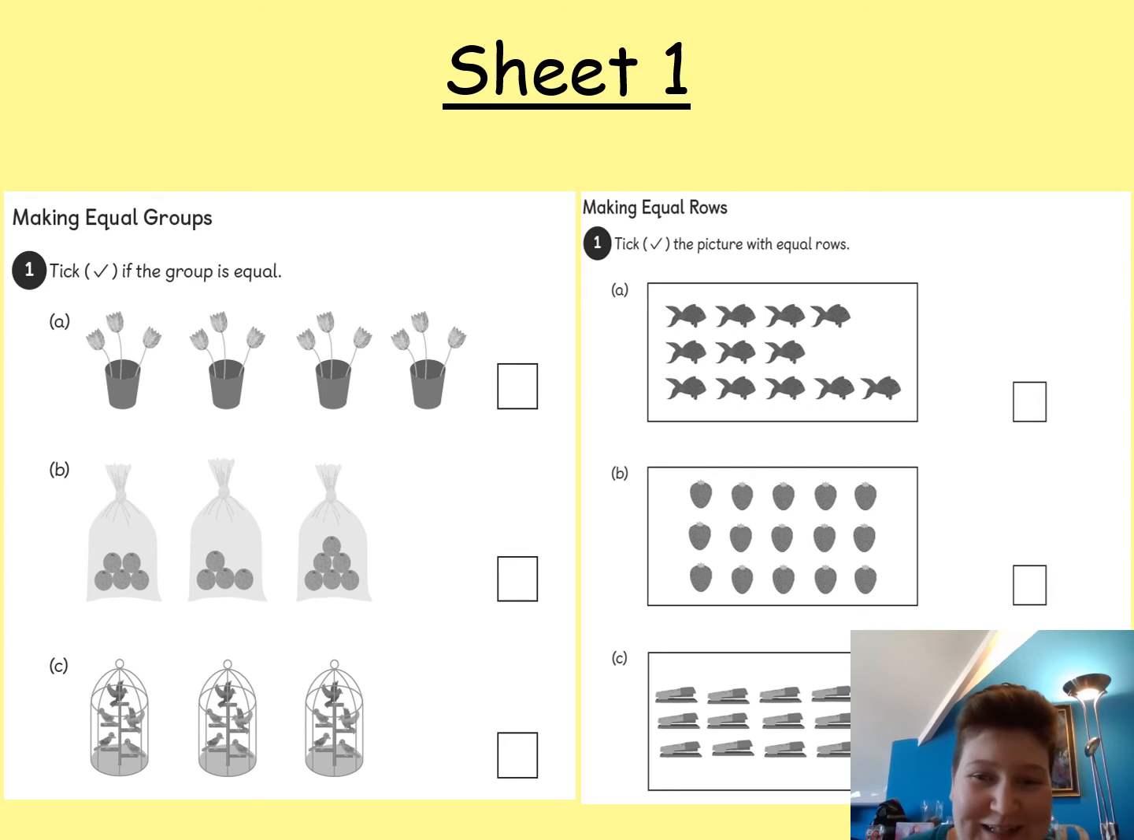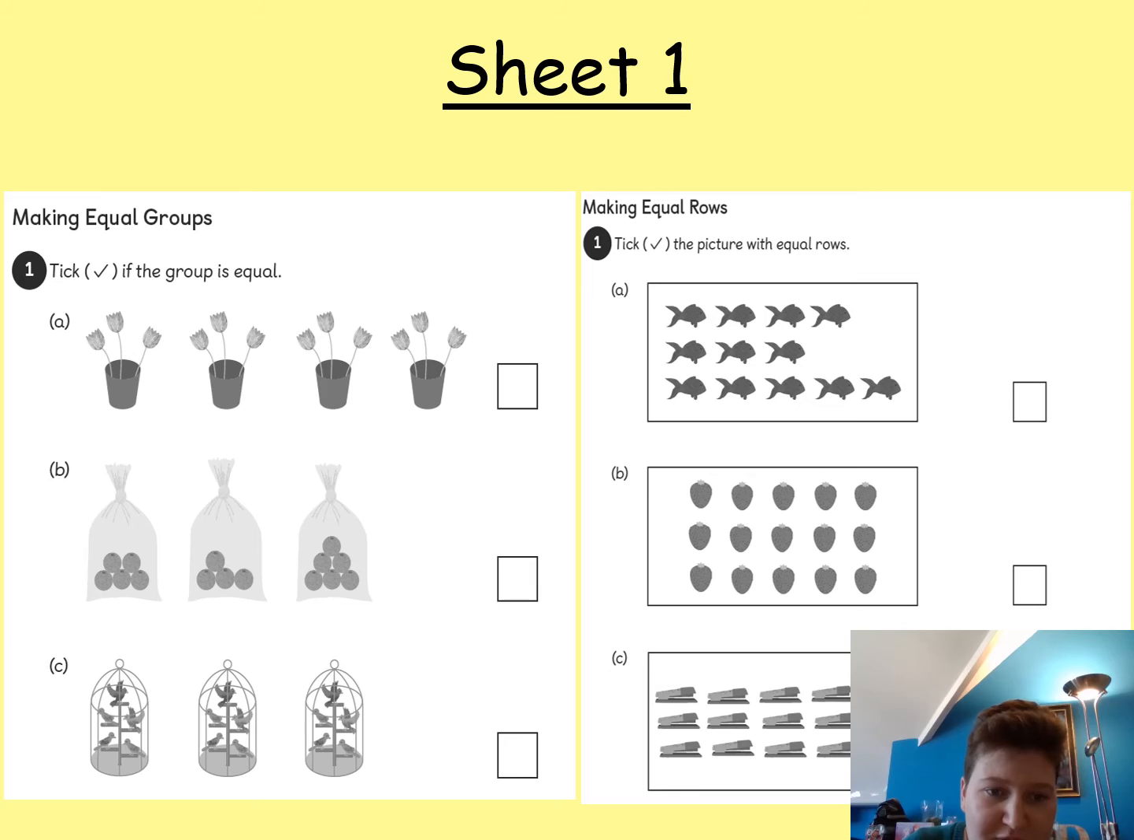Now this is sheet 1. Now, I will attach this sheet if you want to have a go at it, if you can print it off, or you can do it looking at it now. I'll attach it to the Facebook post. So let's look at sheet 1. Now it says we need to tick if the group is equal. Now I want you to have a look. So let's do the first one together.